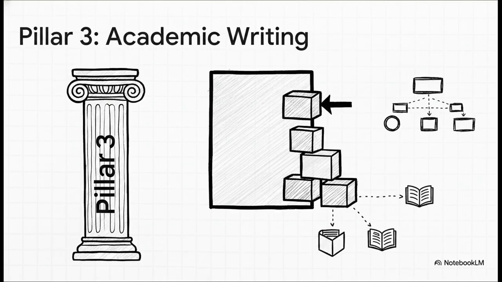Of course, pillar number 3 is a big one: academic writing. This means mastering all those different essay types, building really solid paragraphs, and this is absolutely critical, mastering referencing. Getting your citations perfect isn't just about avoiding plagiarism. It's how you show you've done your homework and are joining the ongoing academic conversation.